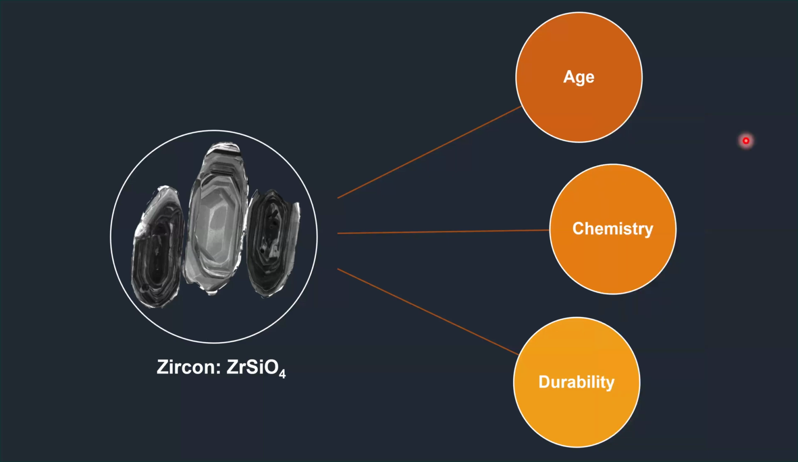So let's kick off. Zircon is quite an important mineral for geologists, of course. First off, it's a geochronometer. Its crystal lattice can include uranium, which decays to lead, and we can interpret the parent-daughter ratios to determine the age of that zircon. And that, of course, gives us the age of the rock that zircon is in.